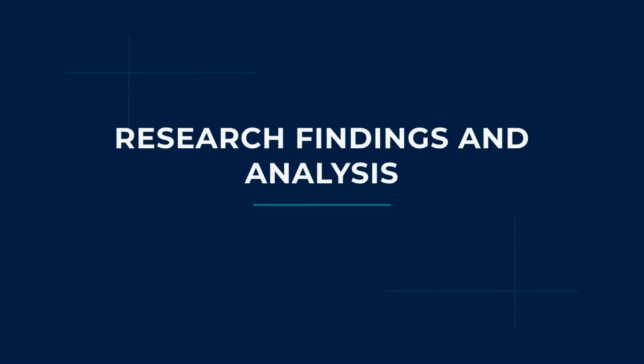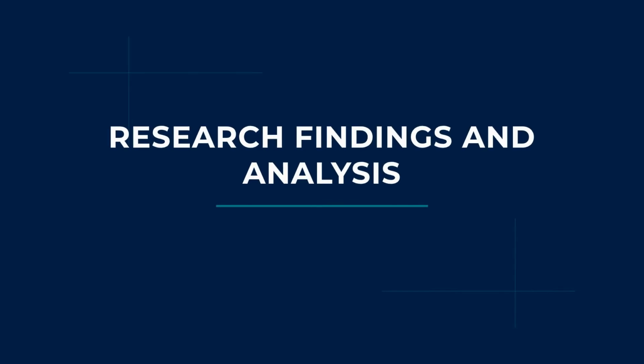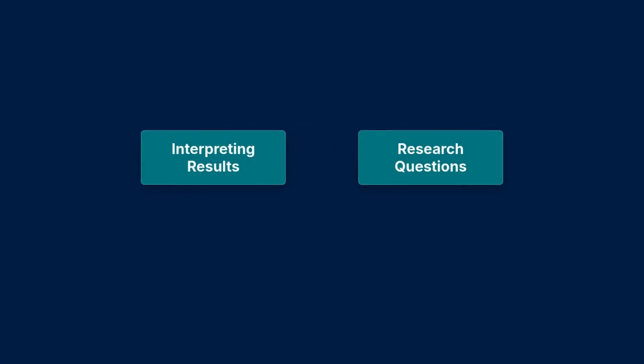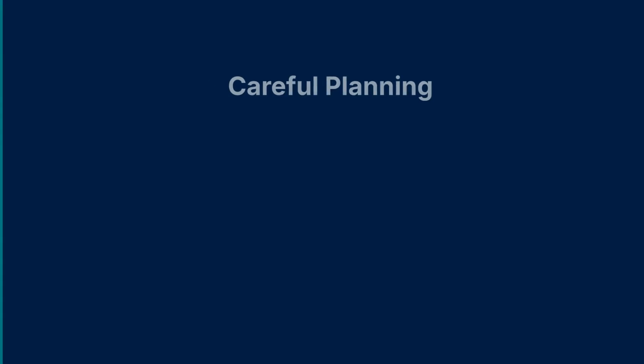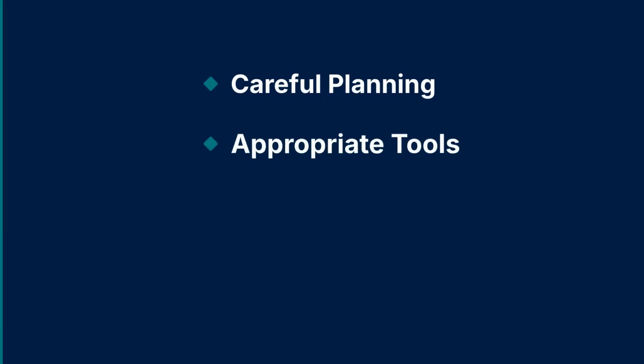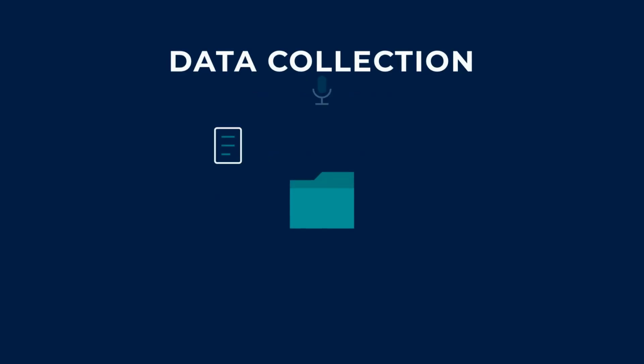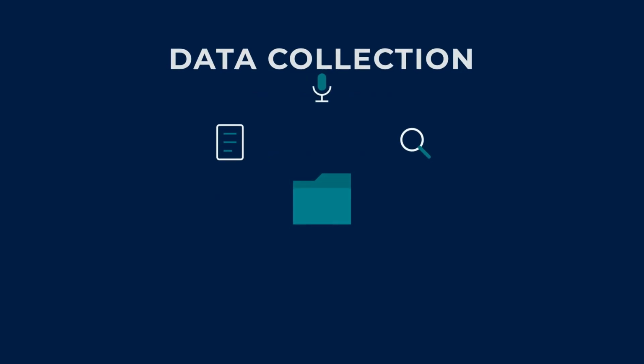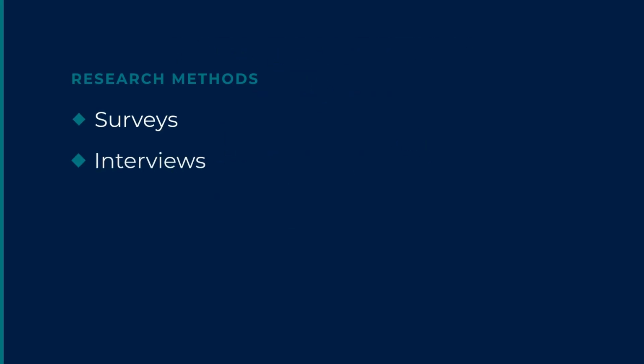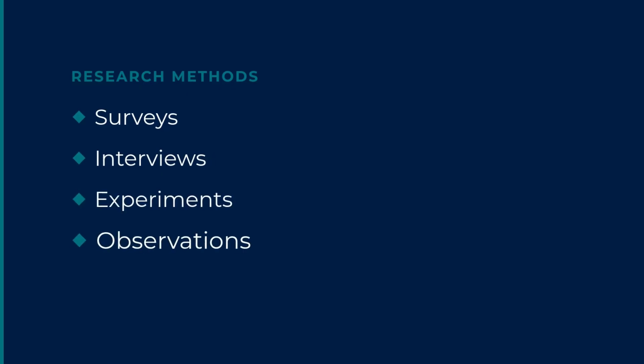Conducting research findings and analysis in a thesis involves gathering data, analyzing it, and interpreting the results to answer your research questions. This process requires careful planning, appropriate tools, and clarity in presenting the outcomes. The first step is data collection, where you gather information using methods like surveys, interviews, experiments, or observations.